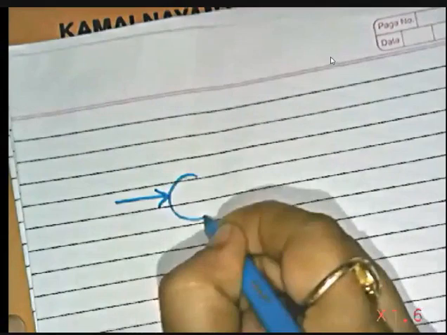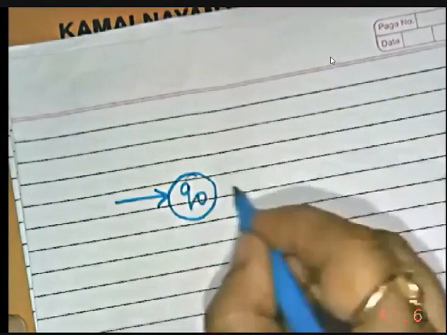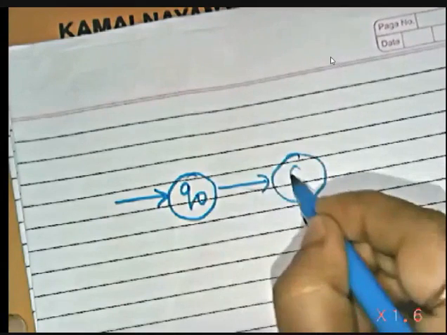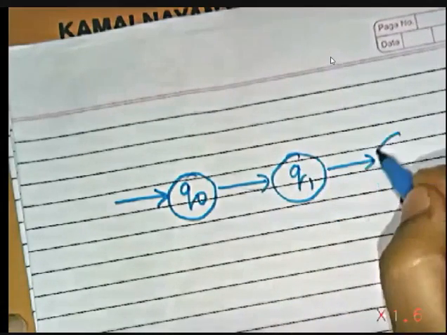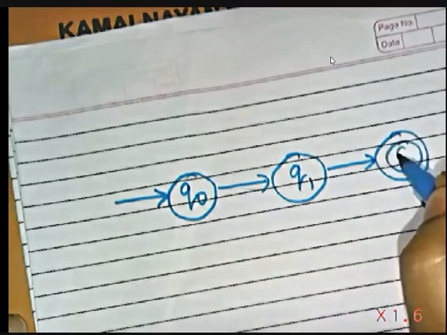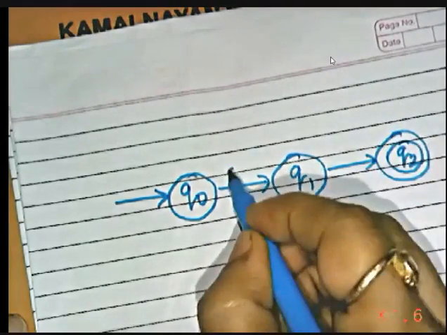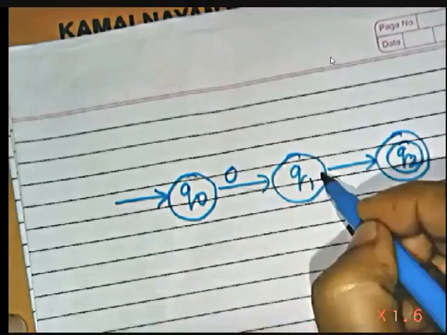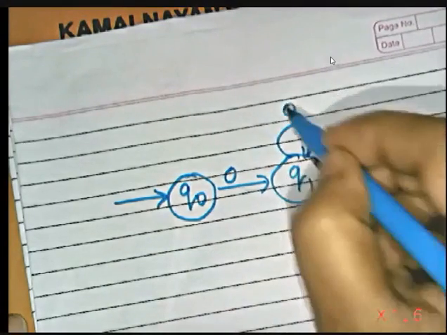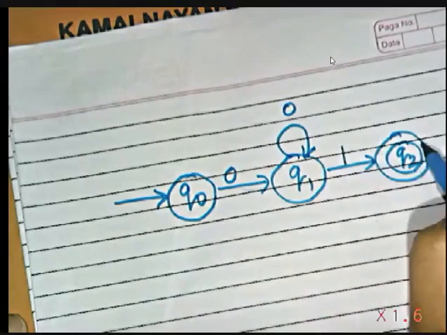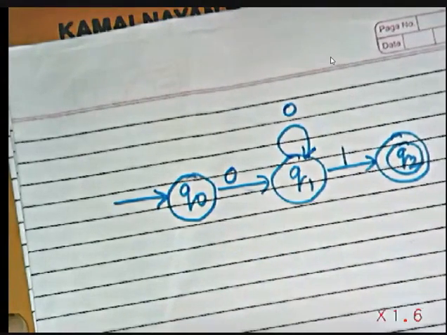This is my Q0, then Q1, then Q2, right? So now on 0 it is moving to Q1, on 0 it is moving to itself, on 1 it is moving to Q2. So this is a deterministic finite automaton.